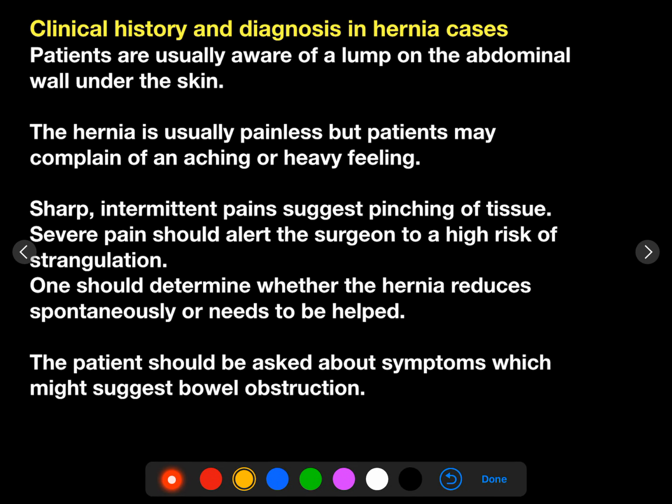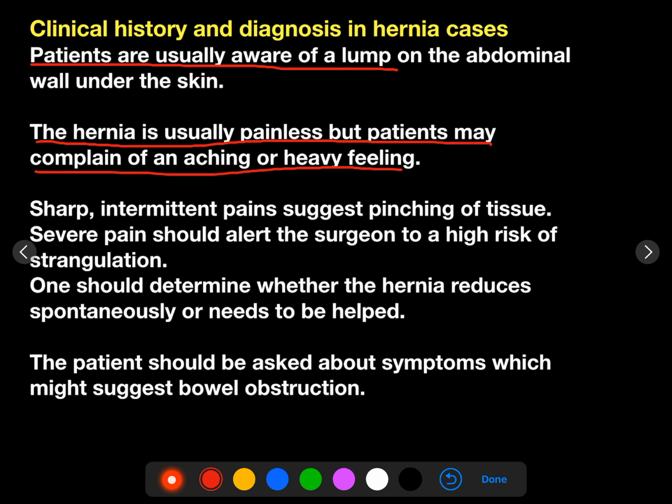In clinical history and diagnosis in hernia cases, as a general rule, patients are usually aware of a lump on the abdominal wall under the skin. He comes and tells you, I have a lump in the epigastric region, the paraumbilical region, or the groin. Most commonly the patient is aware. The hernia is usually painless, but the patient may complain of an aching or heavy feeling.